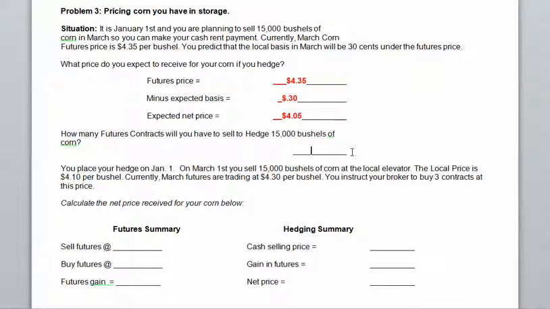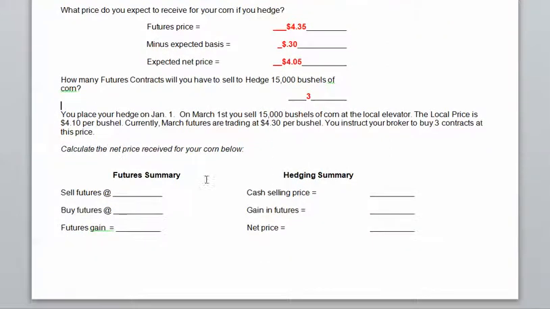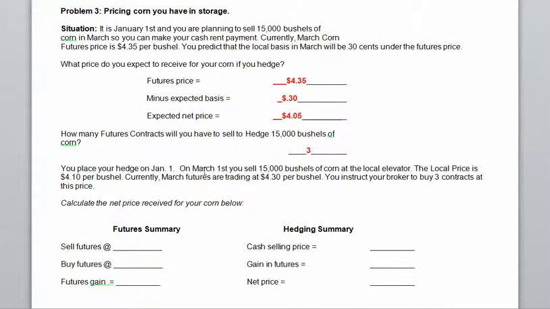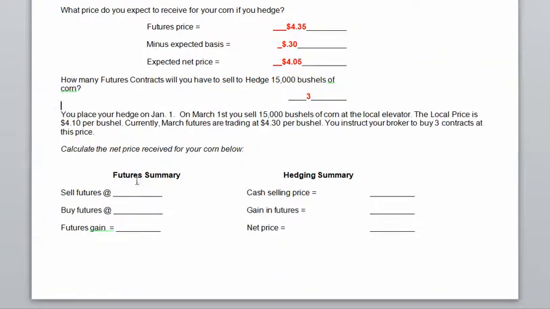How many contracts do we have to sell to hedge 15,000 bushels of corn? Well, there's 5,000 bushels in one contract, so therefore we need 3 contracts to properly hedge the 15,000 bushels that we're going to physically deliver later on. We place our hedge on January 1st. We did that by selling futures. We're going to sell futures at 435. We place a hedge by selling a futures contract.